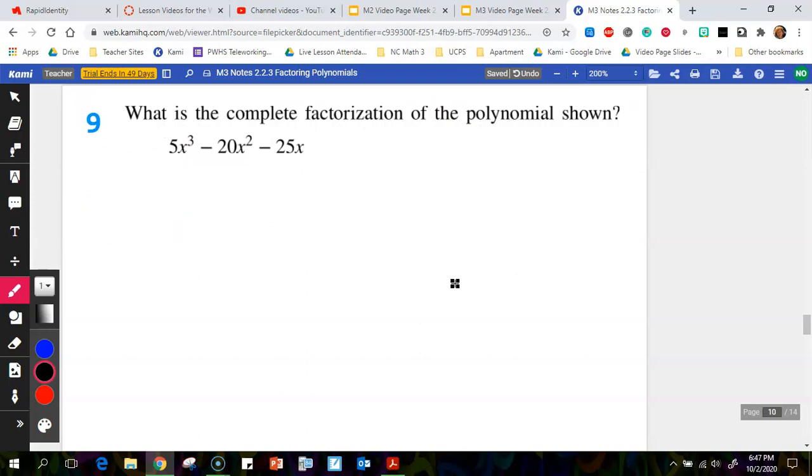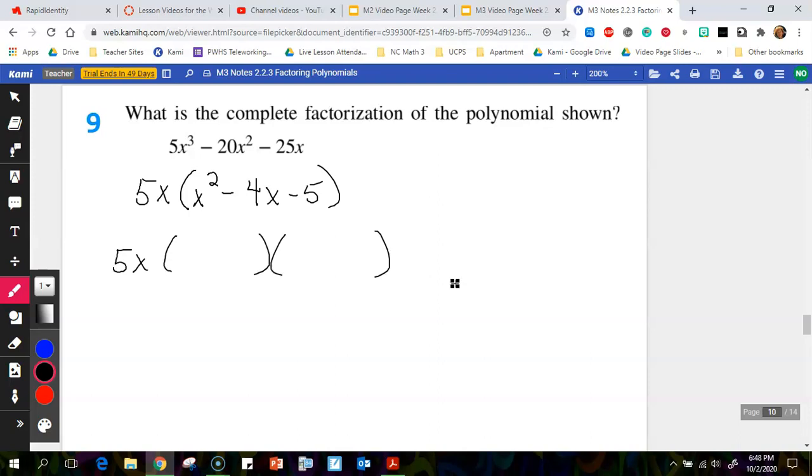Okay, so this one right here, one thing you always do want to look for is the greatest common factor that you can pull out. Every single one of these things can be divided by 5x. So if I took out a 5x, I would have x squared minus 4x minus 5. And then I can factor this part, just leave the 5x. You know, it's going to be 2 binomials. A negative 5 factor pair that adds up to negative 4. That's going to be negative 5 times 1. So x minus 5, x plus 1.